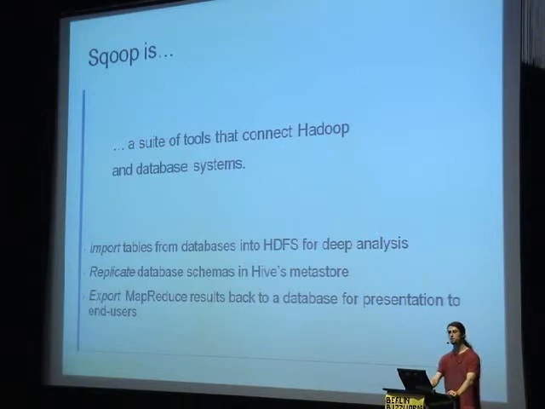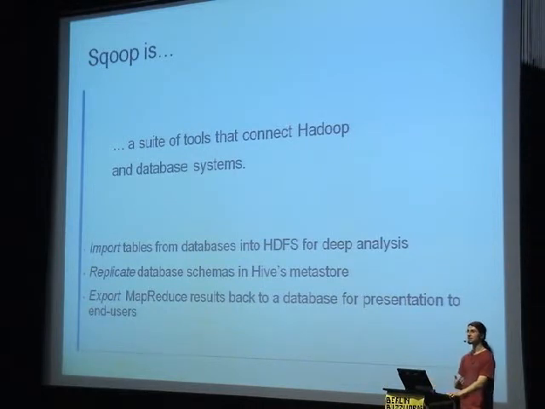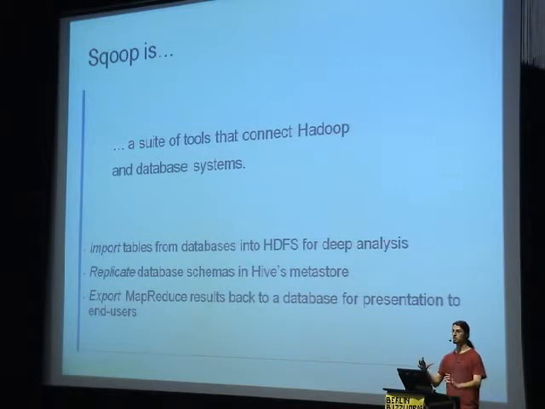Sqoop is a suite of tools that connect Hadoop and database systems. The tools have various operations, predominantly in the area of importing and exporting information. So we can import a table from a database into HDFS, and there we get deep analysis. We can also replicate the database schema directly in Hive, which is a SQL-like system that runs on top of MapReduce. So instead of users having to write queries in Java, they can write a short relational query in Hive, but still get all the fault tolerance and scalability of Hadoop.